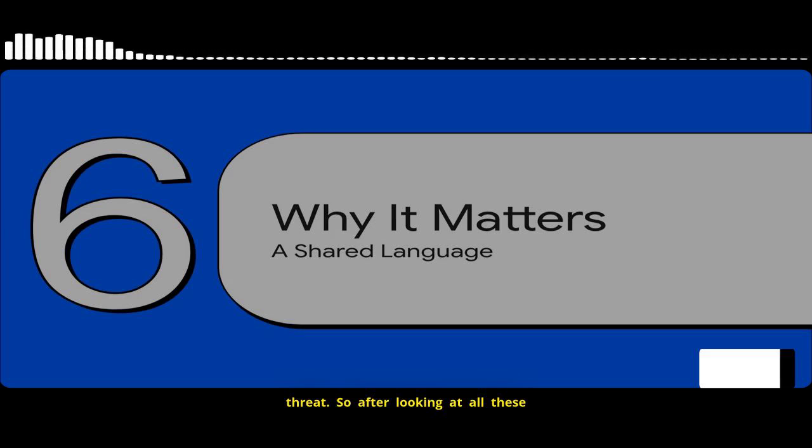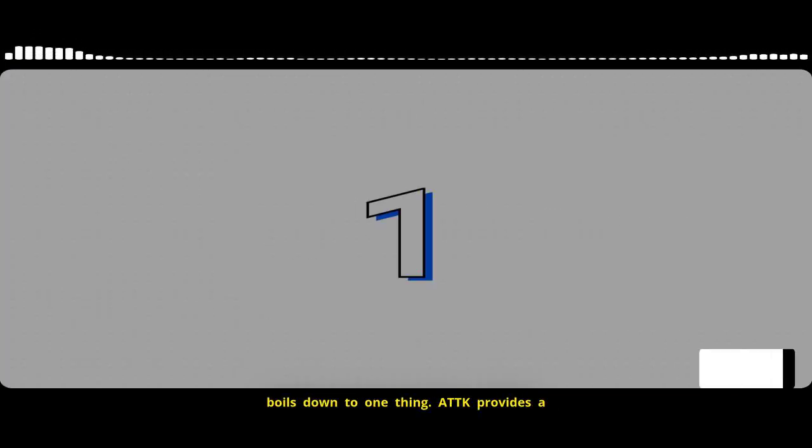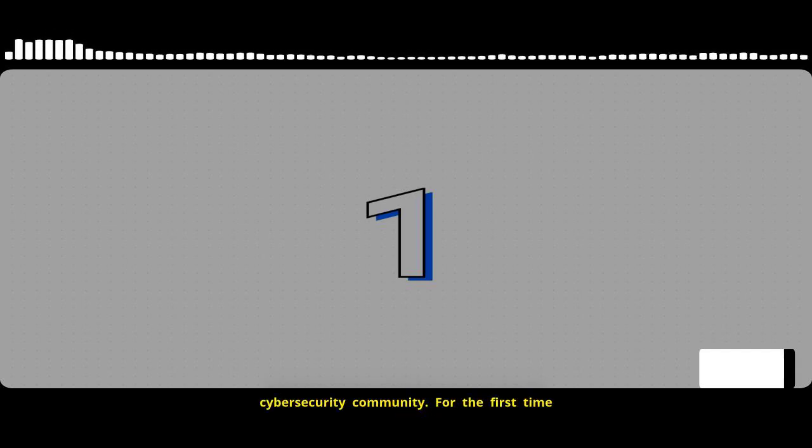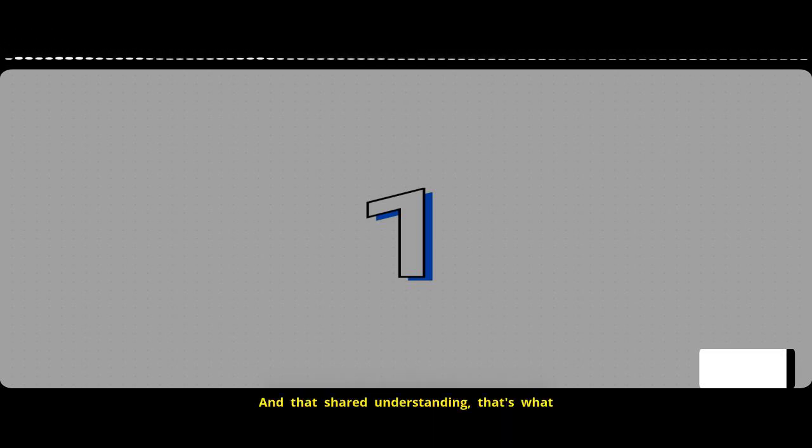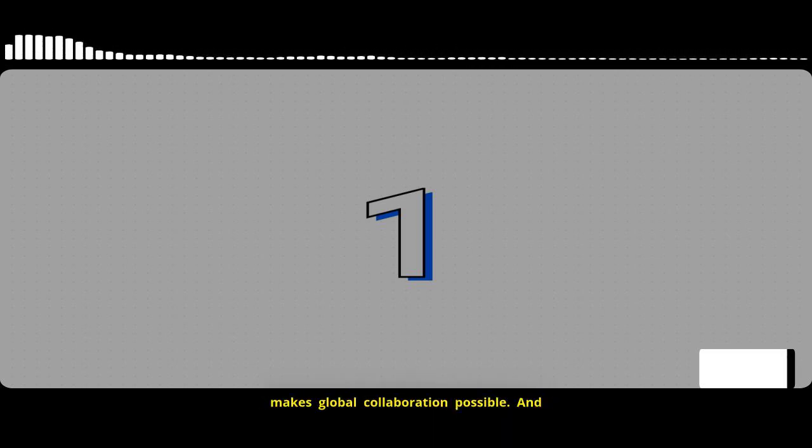So after looking at all these pieces, what's the one big takeaway? What's the single biggest reason the MITRE ATT&CK Framework has become a global standard? Why does it really truly matter? It's this. It boils down to one thing. ATT&CK provides a single common language for the entire cybersecurity community. For the first time ever, a security team in London can use the exact same vocabulary as a team in Tokyo to describe the very same attack. And that shared understanding, that's what makes global collaboration possible, and that's how we all build a stronger collective defense.